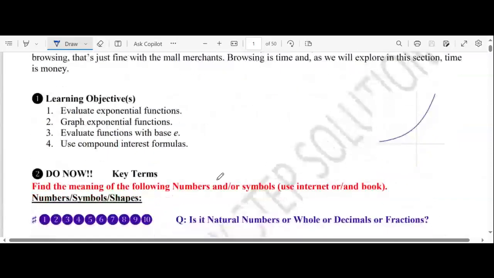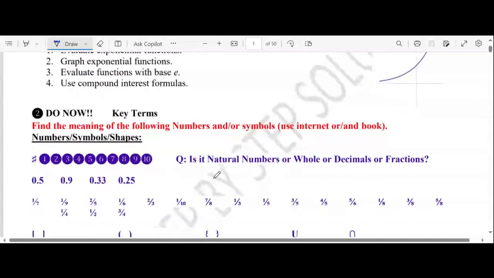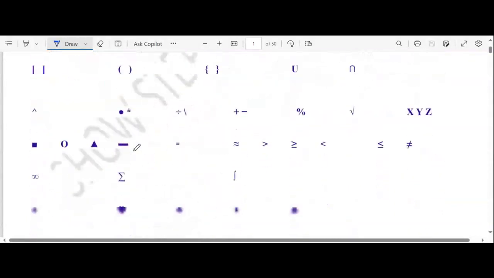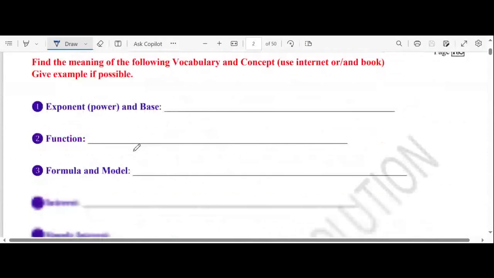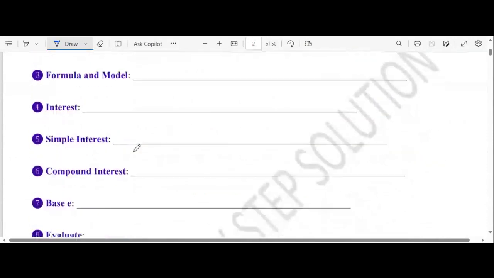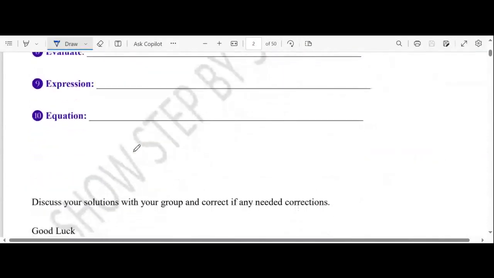Learning objectives: 1. Evaluate exponential functions. 2. Graph exponential functions. 3. Evaluate functions with base e. 4. Use the compound interest formula. Here you have some vocabulary. You need to find the meaning of those words or the symbols and write them. This is your classwork. So as soon as you come to class, you need to look for those words.